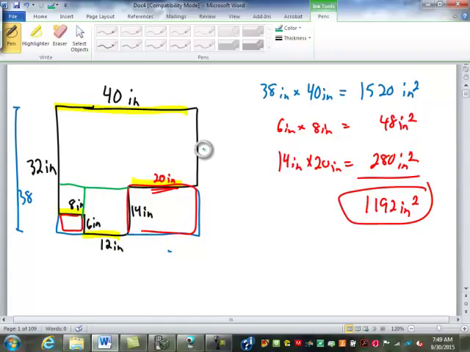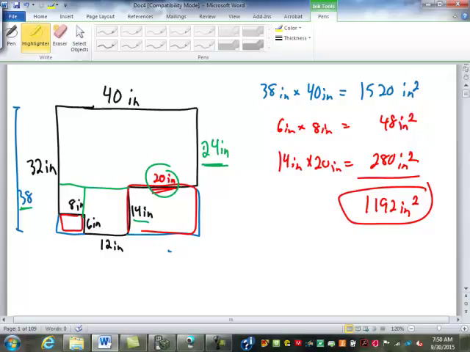What's this dimension here? 38 minus 14 is going to be 24. Is there anybody that's struggling finding those missing dimensions like the 24 and the 20? You are? Okay. Because that is big. If you can't do that, we can't really do much more.